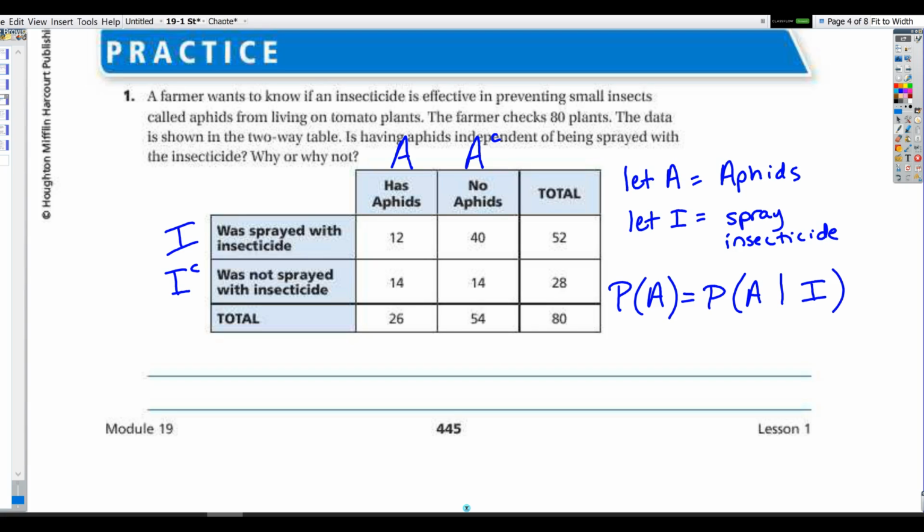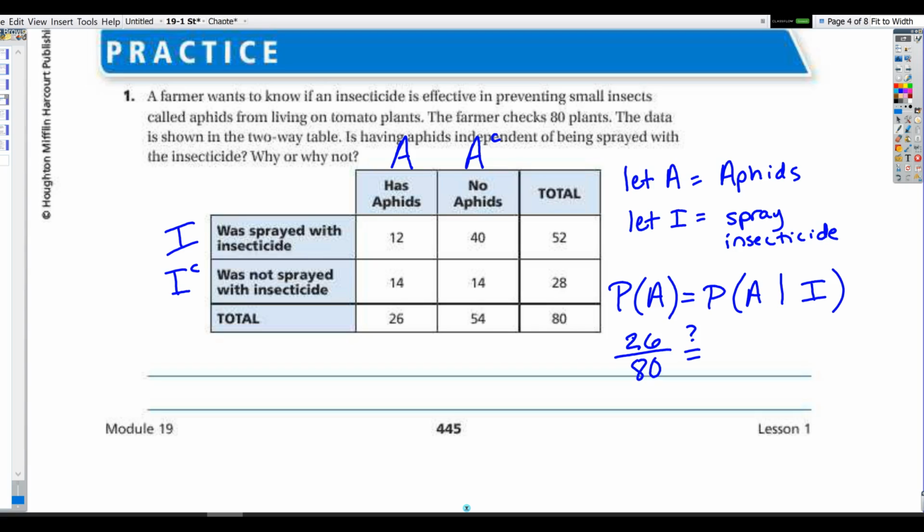Okay, so the probability to have aphids, what is that going to be? 26 over 80, because I'm looking at those with aphids out of the total. So the question is, does that equal the probability to have aphids if they were sprayed with the insecticide? So let's first start by looking at the table. Where are my sprayed by insecticides? They're right here, the top row here.